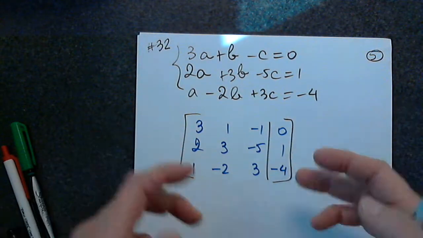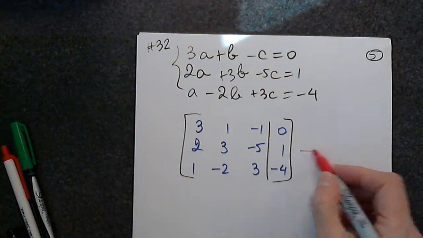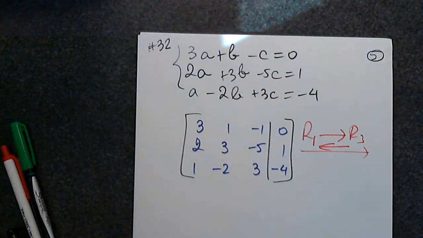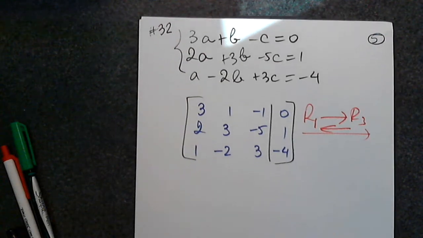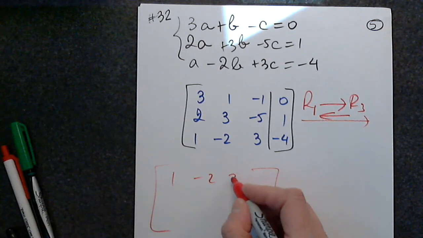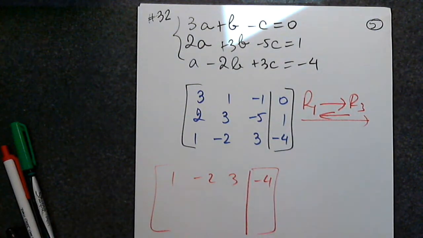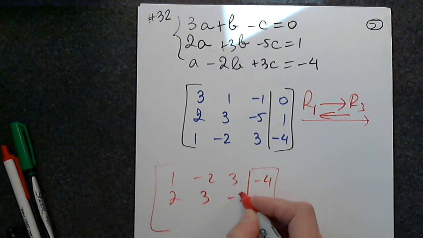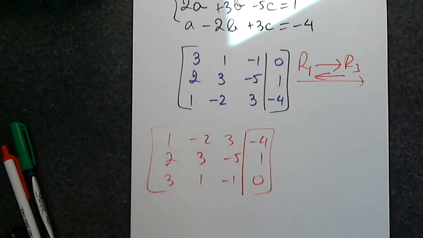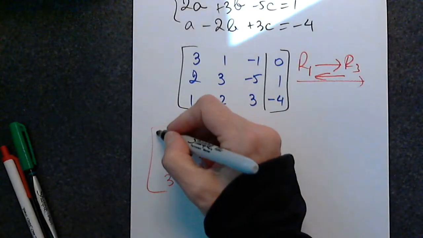Exactly. That's the easiest thing to do. So I'm going to say row 1 now becomes row 3, and row 3 becomes row 1. Excellent. Remember, we do not write the equal symbol between these matrices. So 1, negative 2, 3, and negative 4, and 2, 3, negative 5, and 1, and 3, 1, negative 1, and 0. So our first accomplishment is this 1.